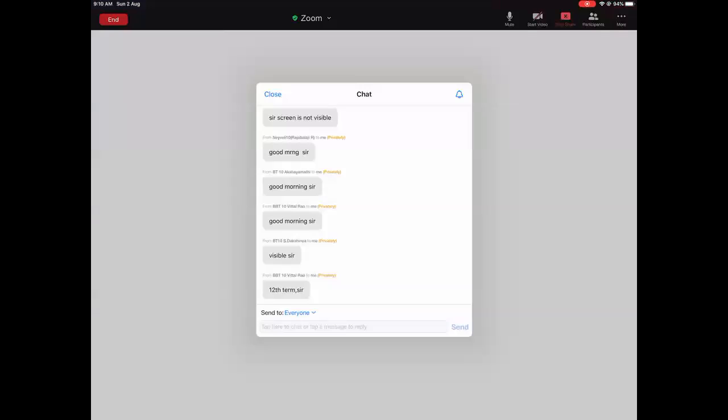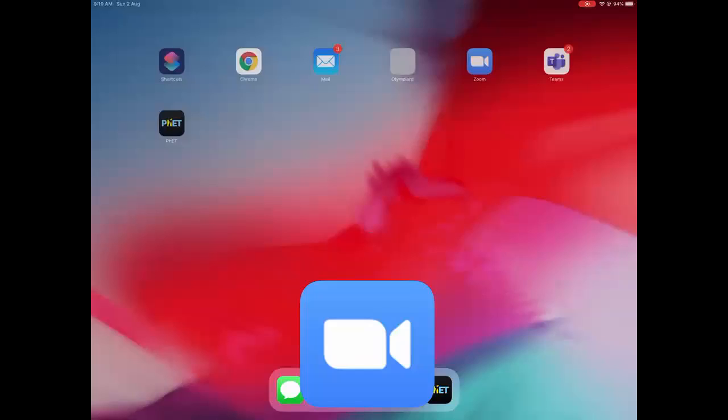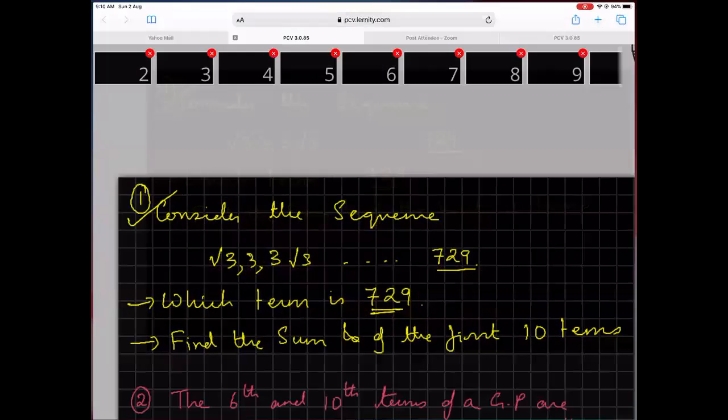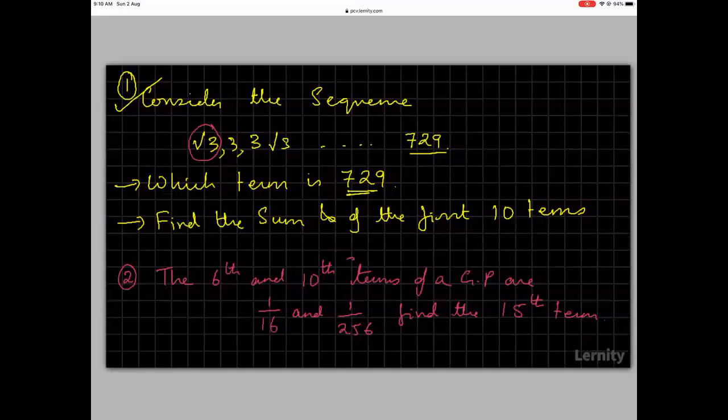Okay, one answer so far. More people can quickly answer. So here the first term is root 3. The common ratio is also root 3. So a r^(n-1) is equal to 729. That is root 3 into root 3 power n minus 1, so that will give you root 3 power n is equal to 729.